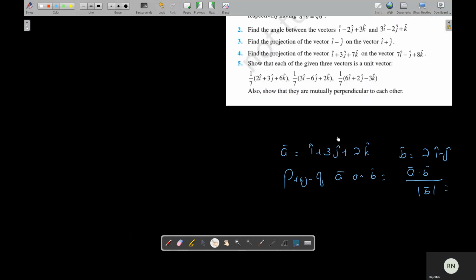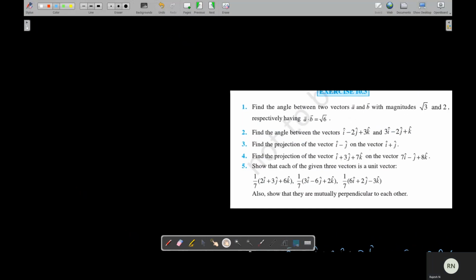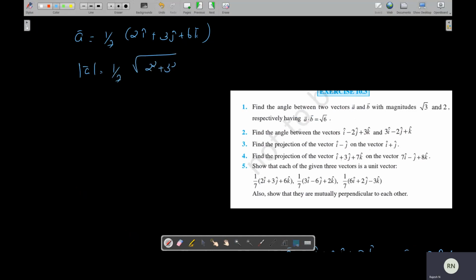Show that each of the given three vectors is a unit vector. Unit vector means you take a bar equal to 1 by 7 into 2i cap plus 3j cap plus 6k cap. What is modulus a bar? 1 by 7 into root of 2 squared plus 3 squared plus 6 squared. So 1 by 7 into root of 49. So 1 by 7 into 7. So its modulus is 1. So since modulus a bar is equal to 1, a bar is a unit vector.